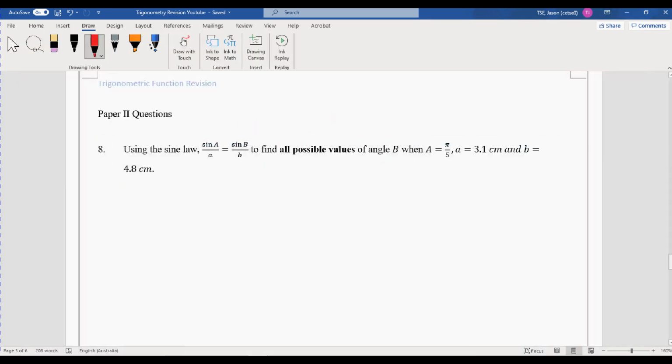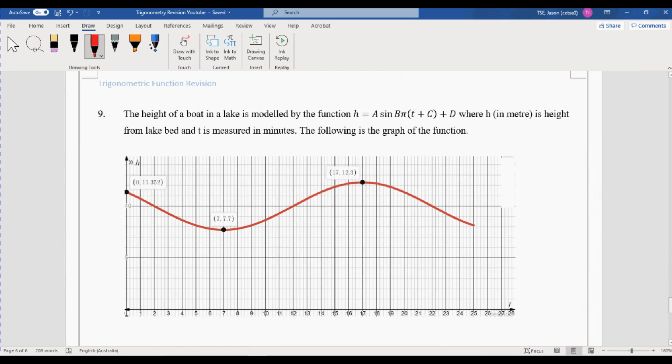Okay, let's move on to our last question. This is a paper 2 question. Remember, for a paper 2 question, you can use your calculator. First they will give you a model. The height of a boat in a lake is modeled by the function h versus t. h is the height in meters from the lake bed, and t measures time in minutes. The following is a graph.